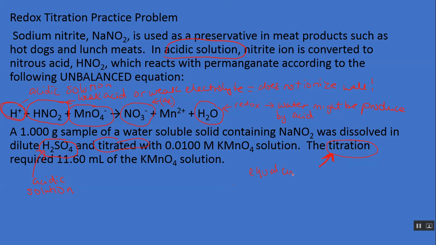equal amounts stoichiometrically of our reactants. So what does that mean really in general terms? It just simply means that we have enough of one reactant to completely use up the other.